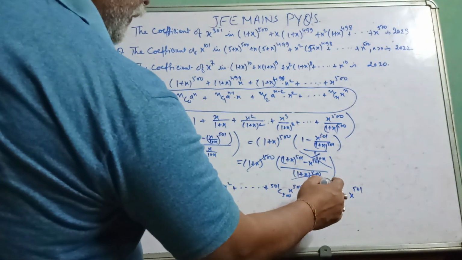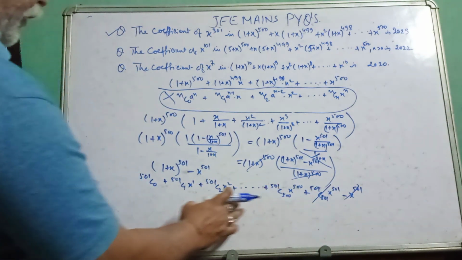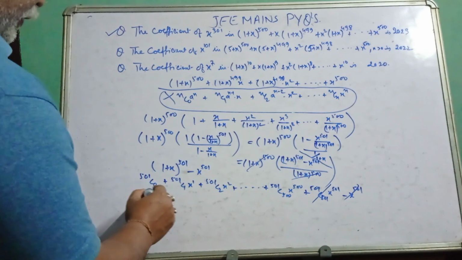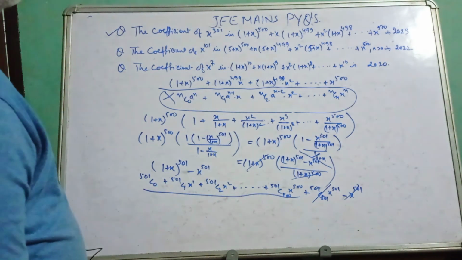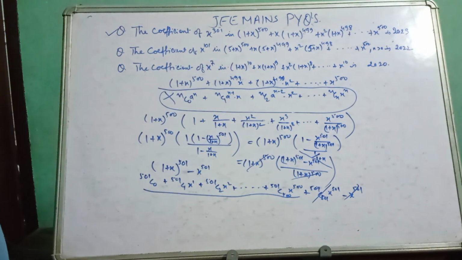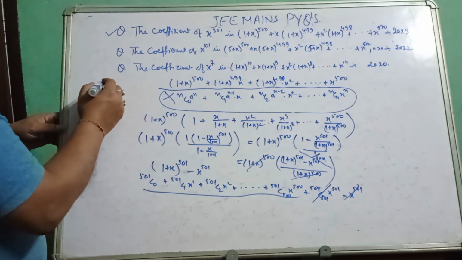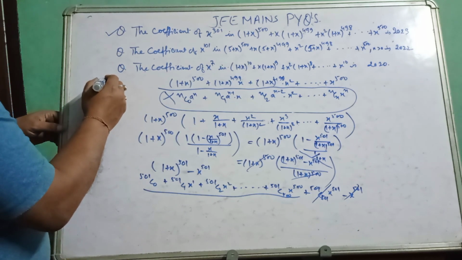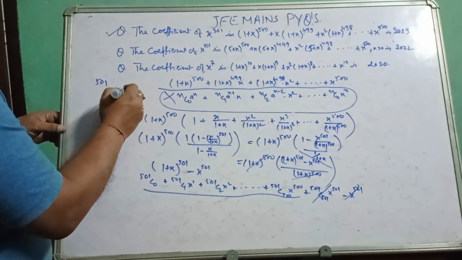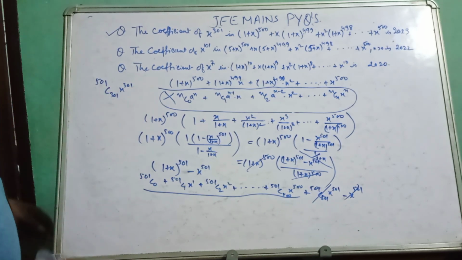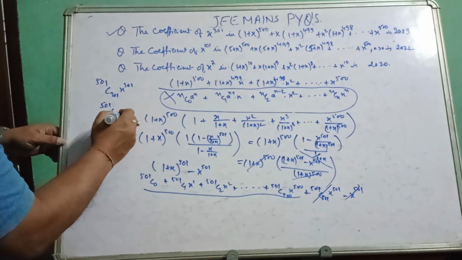So this and this term cancel out. The only terms remaining are the others. From this we find that we have to find the coefficient of x to the power of 301. So 501C301 x to the power of 301. So your coefficient will be 501C301.